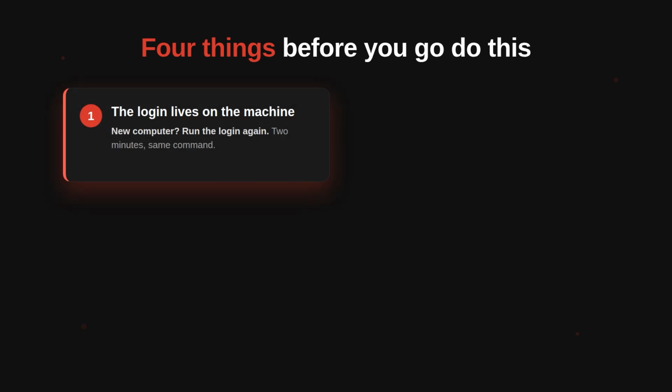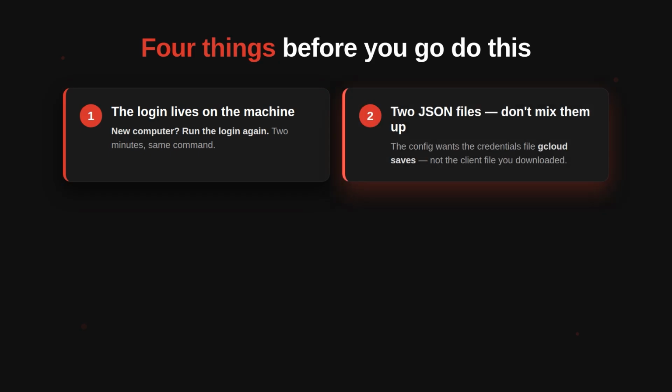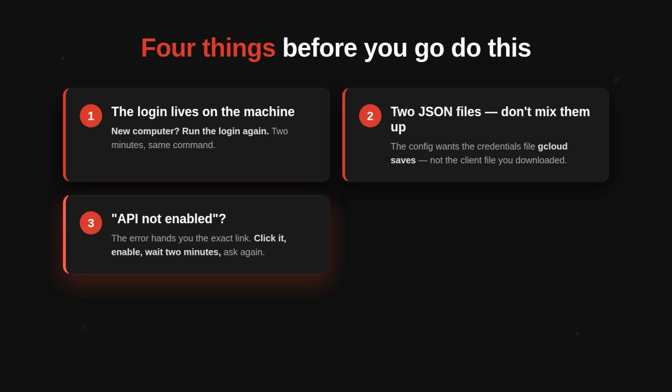4 things before you go do this. 1. The login lives on the machine. New computer? Run the login again. 2. There are 2 JSON files in this setup, and everyone mixes them up. The config wants the credentials file that G-Cloud saves, not the client file you downloaded. 3. If a question fails with API not enabled, the error hands you the exact link. Click it, enable, wait 2 minutes, ask again.